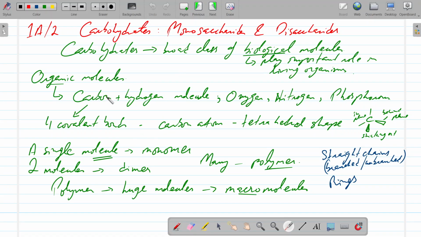Organic molecules are primarily made up of carbon and hydrogen, but they also have oxygen, nitrogen, and phosphorus. And the thing about carbon is it can form 4 covalent bonds and have a tetrahedral shape. So you have a bond sticking out, a bond going into the plane of the paper, and 2 of them on the plane of the paper. And you see a 3D structure, like a pyramid of sorts. And so it can form straight chains, branched or unbranched chains, and rings.